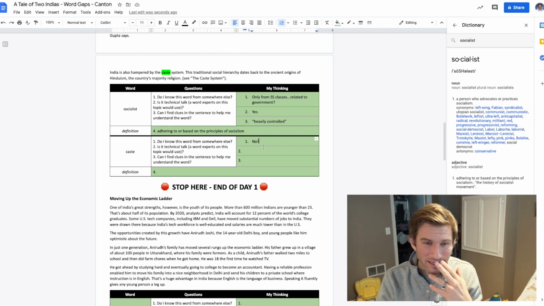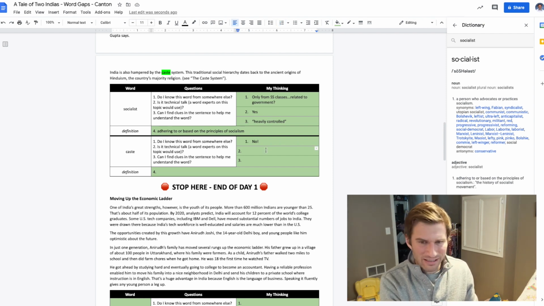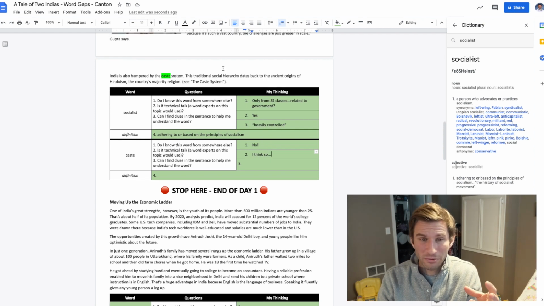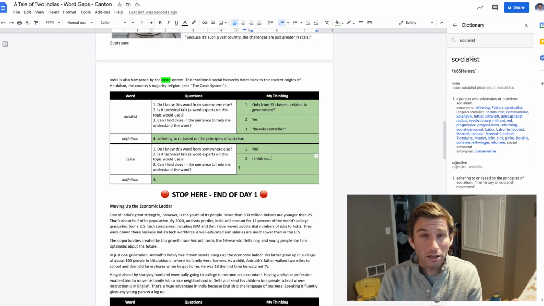Is it technical talk? I think so, right? Because it seems very peculiar to me. It seems like something that's very much related to India itself, or possibly, as we read, related to Hinduism itself. So it definitely seems like technical talk to me. And can I find clues in the sentence to help me understand the word?